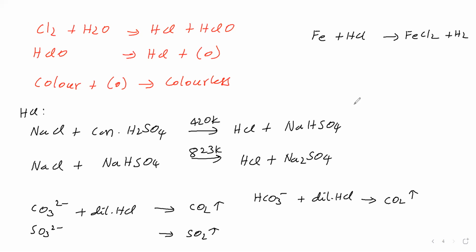Then in this case, can we get ferric? We got ferrous. Iron is converting into ferrous, but not ferric, with HCl. Why is iron converting into ferrous with HCl but not ferric? Because ferric reacts with hydrogen and becomes ferrous. Therefore, we are not getting ferric, we are getting ferrous. Ferric is converting back into ferrous with hydrogen gas. So iron with HCl gives ferrous and hydrogen gas.